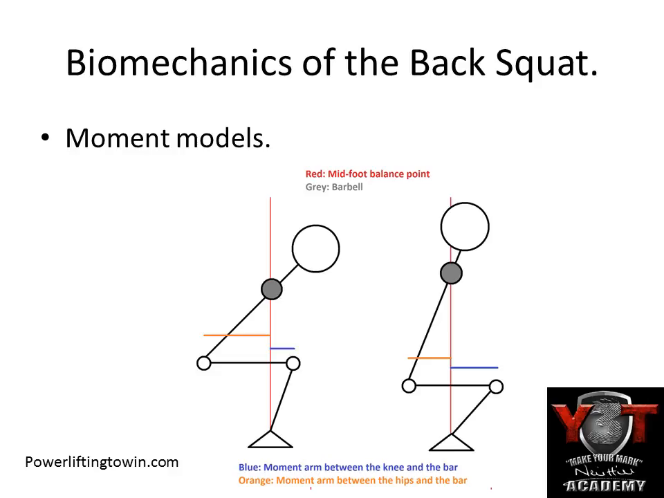So you've got your blue moment arm, which is the moment arm between the knee and the bar, and your orange moment arm, which is the moment arm between your hips and the bar. And when we're talking about moment arms, we're talking about rotational torques as well, okay? So the more torque that's being placed on a certain part of the body, the more load those parts of the body have to produce to overcome them, okay? So take a second to look at that.